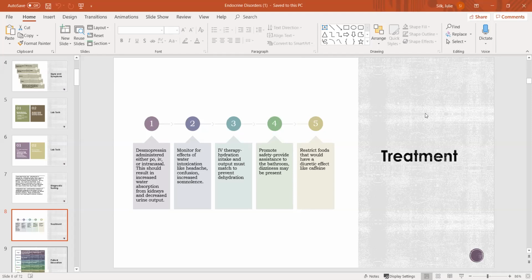So another thing we're going to do, we're going to restrict foods that would have any kind of diuretic effect. Things like caffeine, which is hard for a lot of people because a lot of people like caffeine, right? I don't know if I have it on another slide. Oh yeah, I think I have it on the next one.